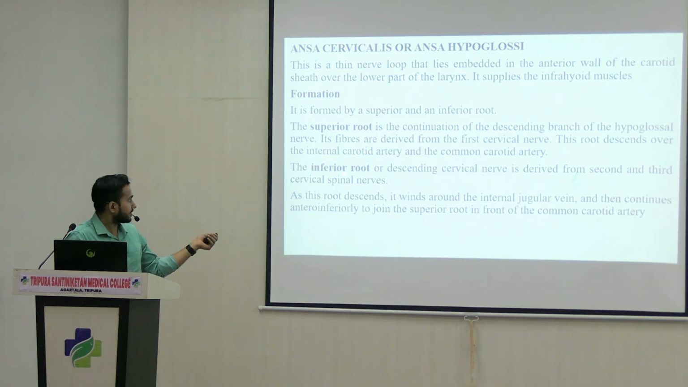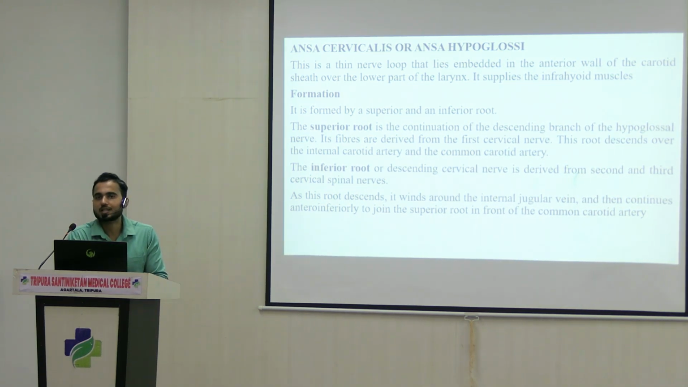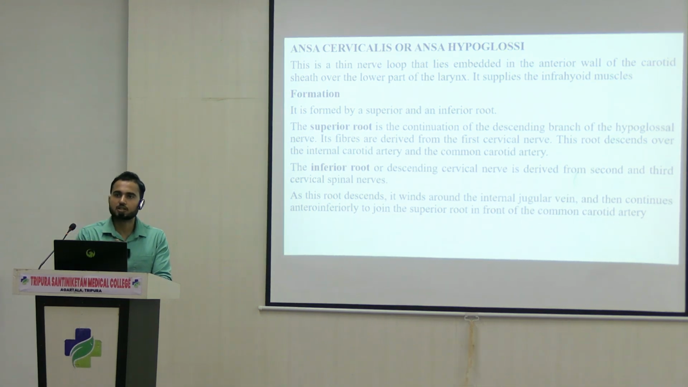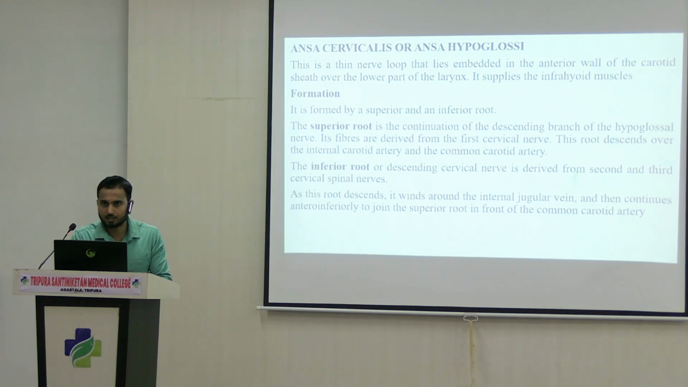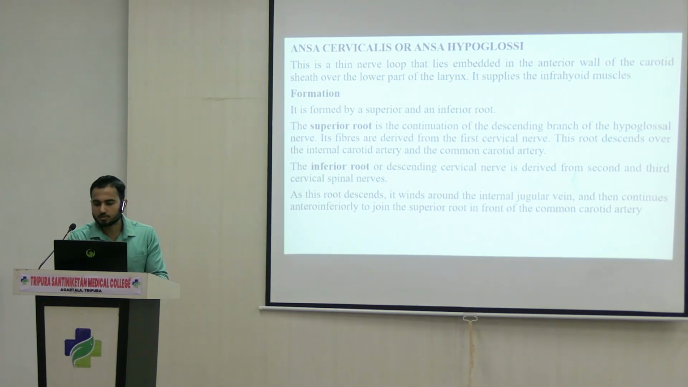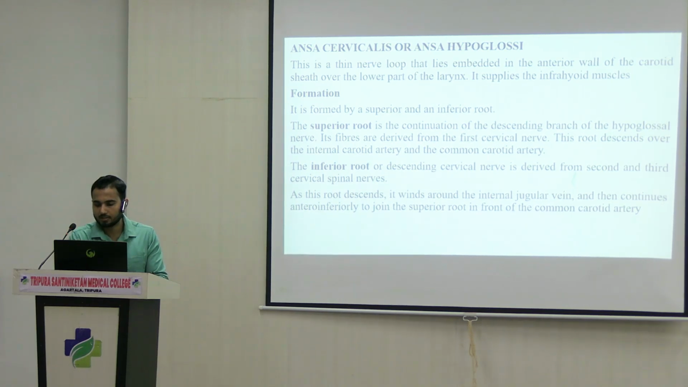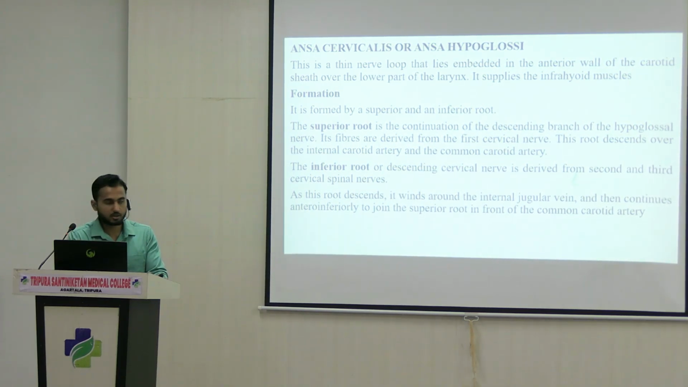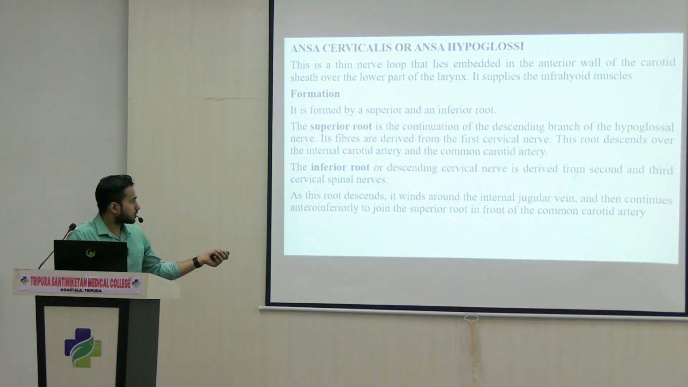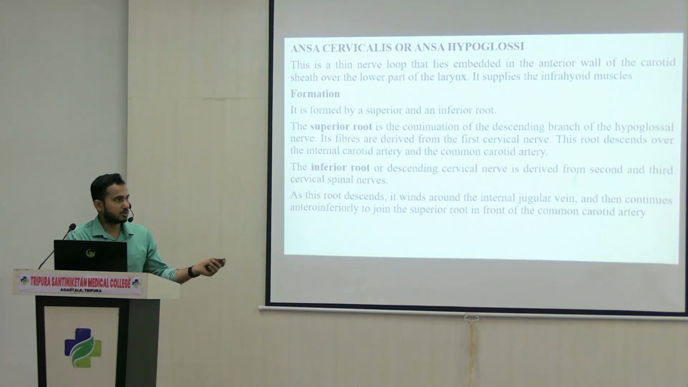Next, we get the inferior root. The inferior root is formed by the ventral rami of C2 and C3. I hope you understand what is ventral rami, what is C2, C3, of the spinal nerve. Now, this root will descend and wind in front of the internal jugular vein and continue anterior inferiorly to join the superior root in front of the common carotid artery.